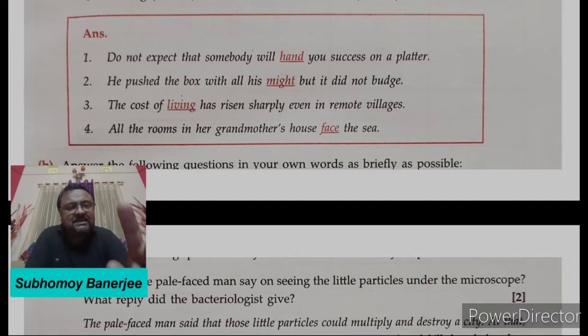In the second sentence, he pushed the box, 4 words. With all his might, 4 words. But it did not budge, 5 words. So, 4 plus 4, 8 plus 5, 13. So, more than 10. It has to be 10 or more than 10.